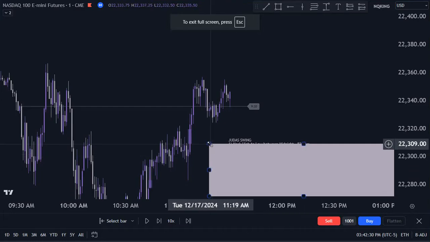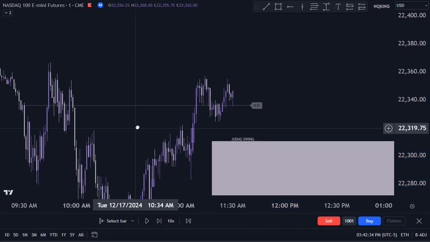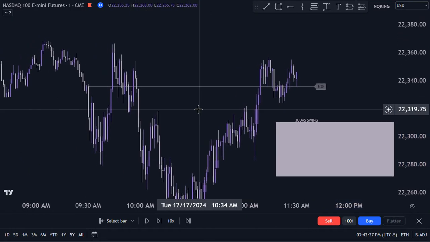Greetings traders, in this video I'm going to be breaking down the Judas swing by ICT. This is my primary trading strategy. This setup forms about 2 to 4 times a week, and if you follow these steps, this is all you need to get funded and start making payouts. All right, it's very simple.